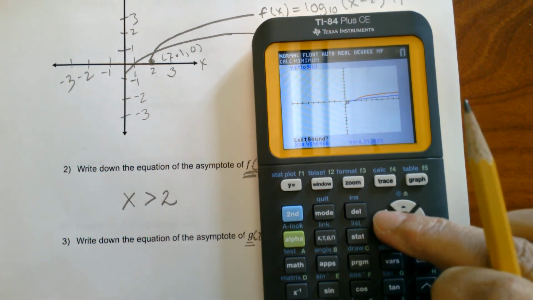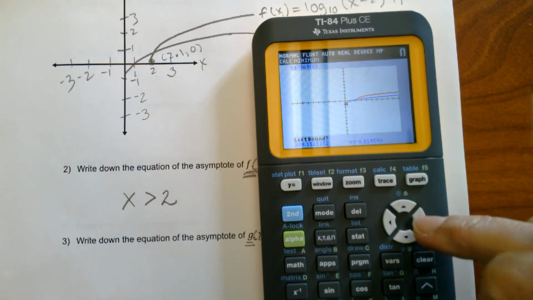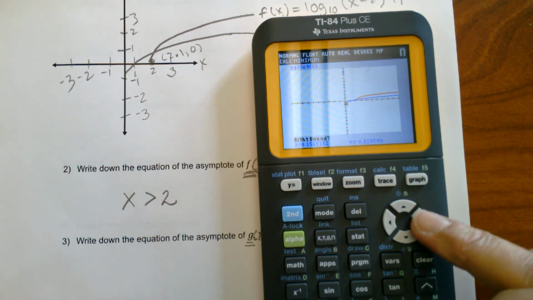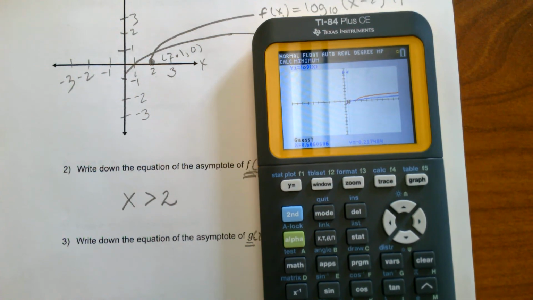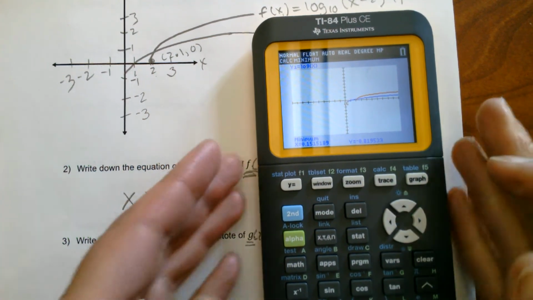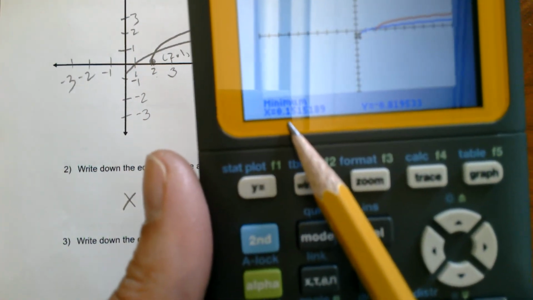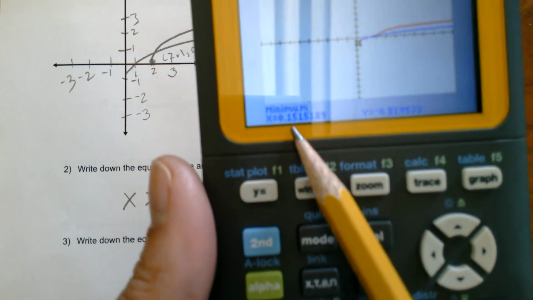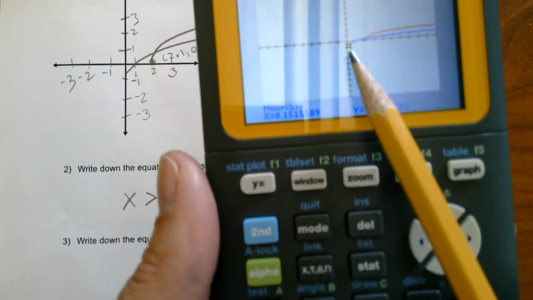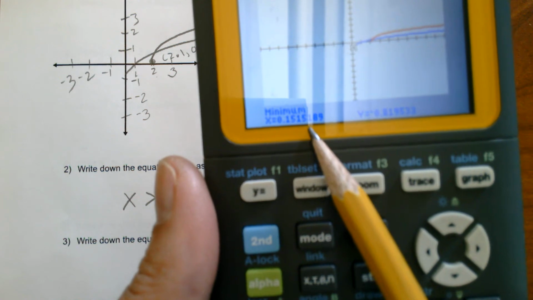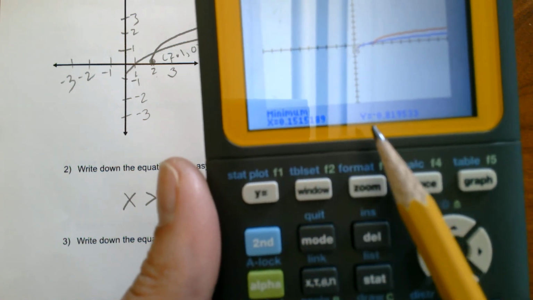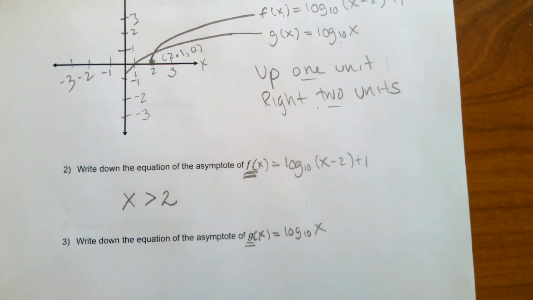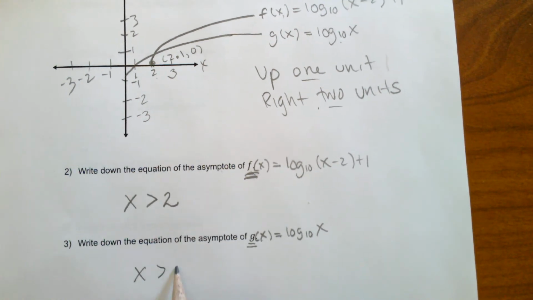So let's go to the left as far as we can get. Enter. Let's go to the right, enter, and press enter for a guess. And we see that minimum. Look here. 0.15. So I'm thinking that our asymptote, it's never going to reach what number? You're right, it's never going to reach 0. So x is always going to be greater than 0. It will never reach that 0.